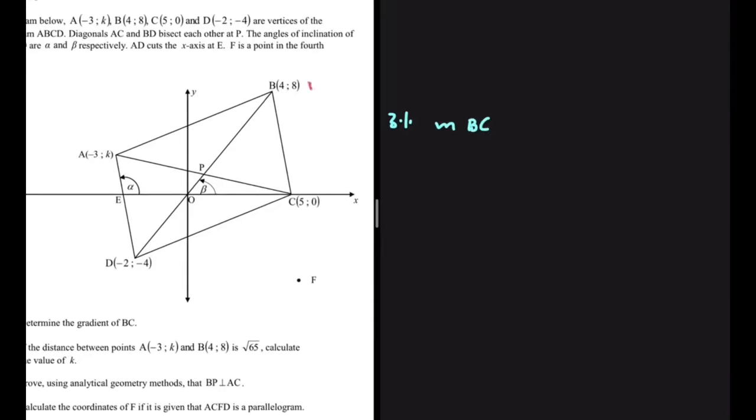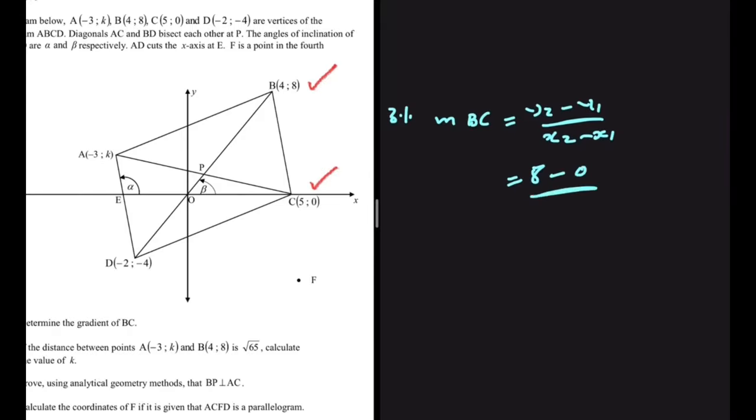The question starts off really weak with 3.1, just asking us to find the gradient of BC. So we are given all the coordinates of B, and we are also given the coordinates of C. So we're supposed to substitute directly, not trickery whatsoever. So the gradient of BC will be equals to y2 minus y1 divided by x2 minus x1.